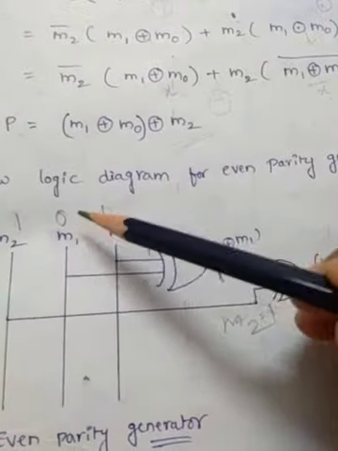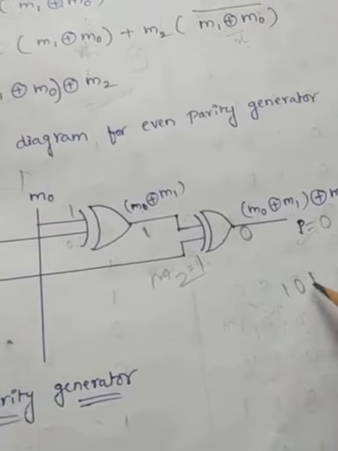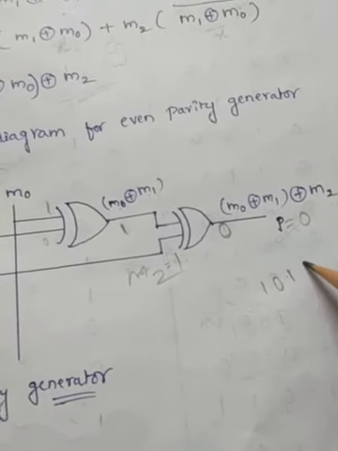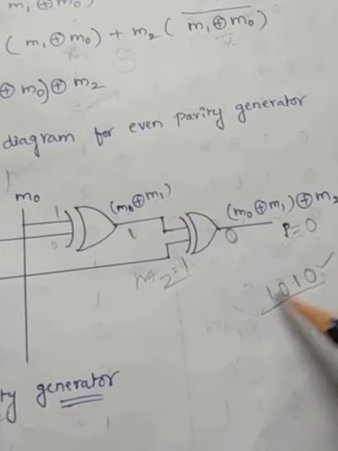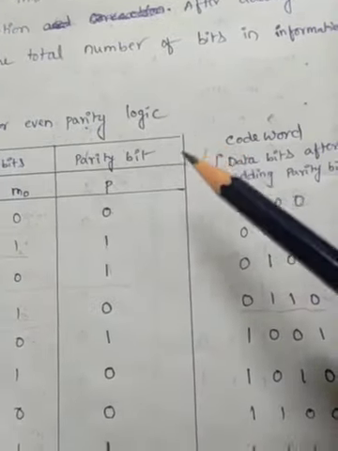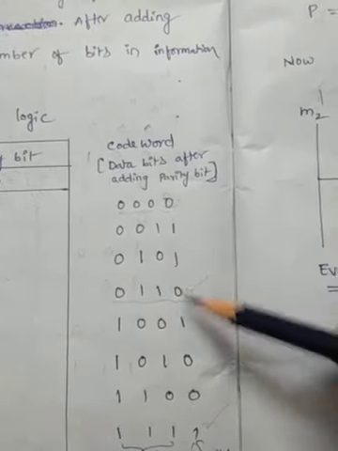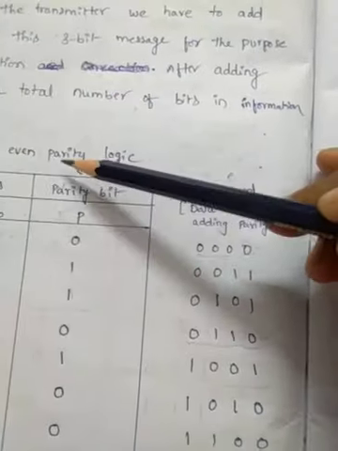Here the message bits are 101. So the message bits itself contain an even number of ones, so there is no need to place 1 at the parity bit position, so 0. So the code word contains an even number of ones. Okay, after adding parity bits, this parity bit may be 0 or 1. After adding this parity bit to the message bits, in each and every case the number of ones in any code word must be even in the even parity logic.